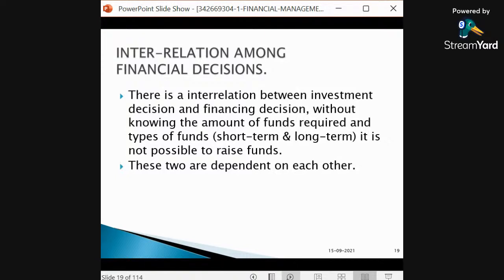So, there is an interrelation between investment decision and financing decision. Without knowing the amount of funds required and the types of funds, which are short-term or long-term, it is not possible to raise funds. So, these two are dependent on each other. Yung financing decision and investment decision. Bakit? Because when you're dealing with an investment decision, kung tinatanong mo ang sarili mo kung ano yung dapat mong i-invest, nagtatanong ka din syempre kung saan mo naman kukunin yung perang panghahawakan mo.